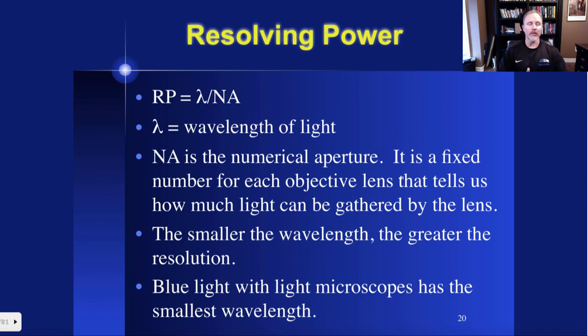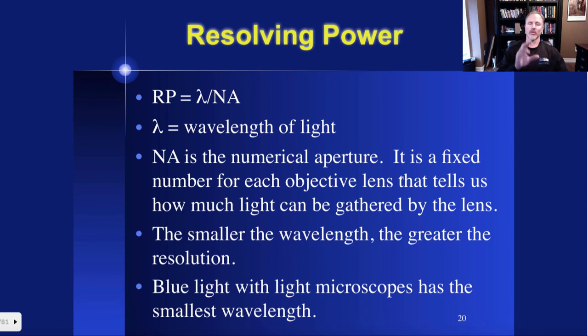And the idea of resolving power, and this is a little bit out of order, I apologize, but you can just add it to that part. You don't need to know necessarily the equation here, but what I want you to understand is that the wavelength of light has something to do with it. The higher the wavelength that you have, the more that's going to reduce your resolving power. If you don't use the correct wavelength of light, then your resolution isn't going to be as good. Blue light is typically the best for light microscopes because it's got the smallest wavelength, and that's going to give you the highest resolving power.